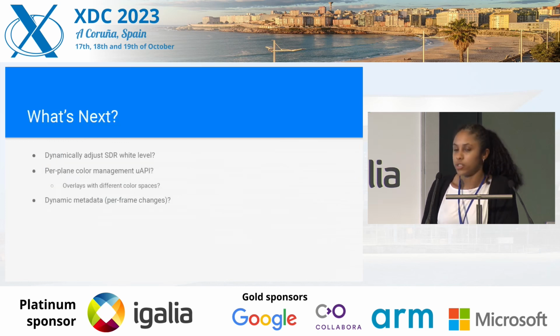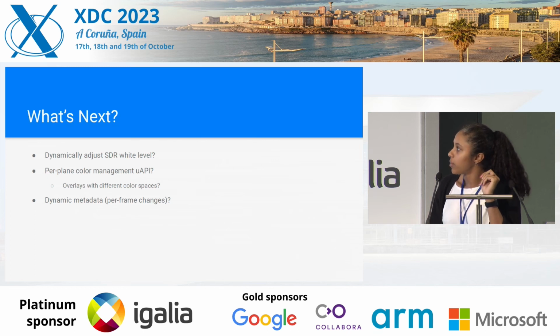So what's more interesting is what's coming up next. What we'd really like to do is be able to dynamically adjust the SDR white level, similar to moving that elbow joint, to be able to move with the content for dynamic metadata, which is required for HDR10+, as well as for brightness changes, ambient lighting changes, and user brightness changes.